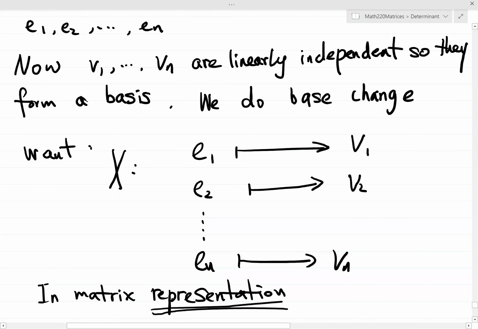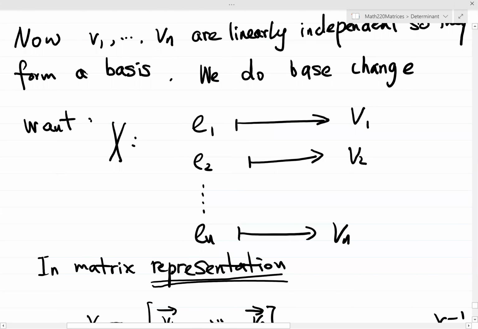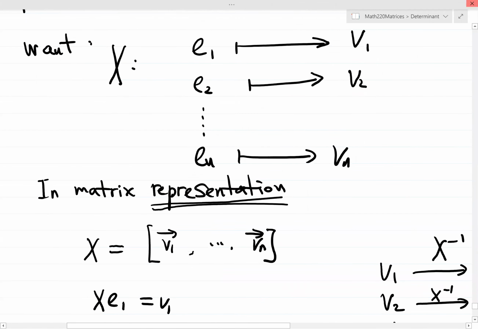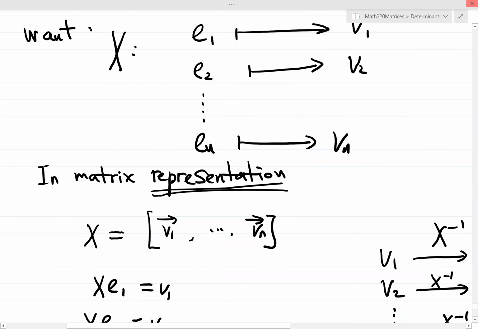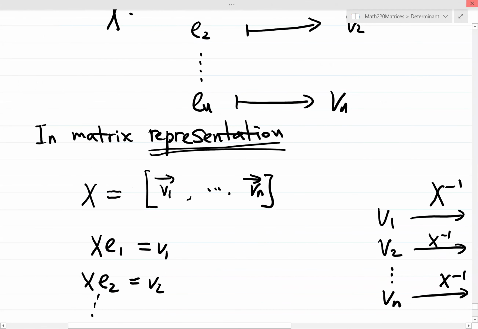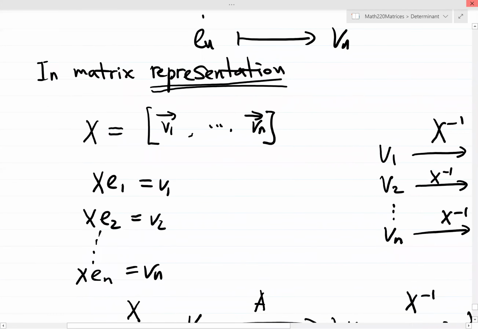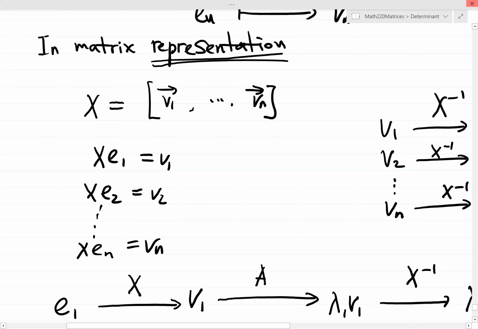This is the idea. We have a matrix X such that if you plug in e1, you get v1; plug in e2, you get v2; plug in en, you get vn. In matrix form, X is written with column vectors v1, v2, vn, which are eigenvectors of the matrix A. You can check that this matrix X does exactly this change: plug in E1, output V1; plug in E2, output V2.